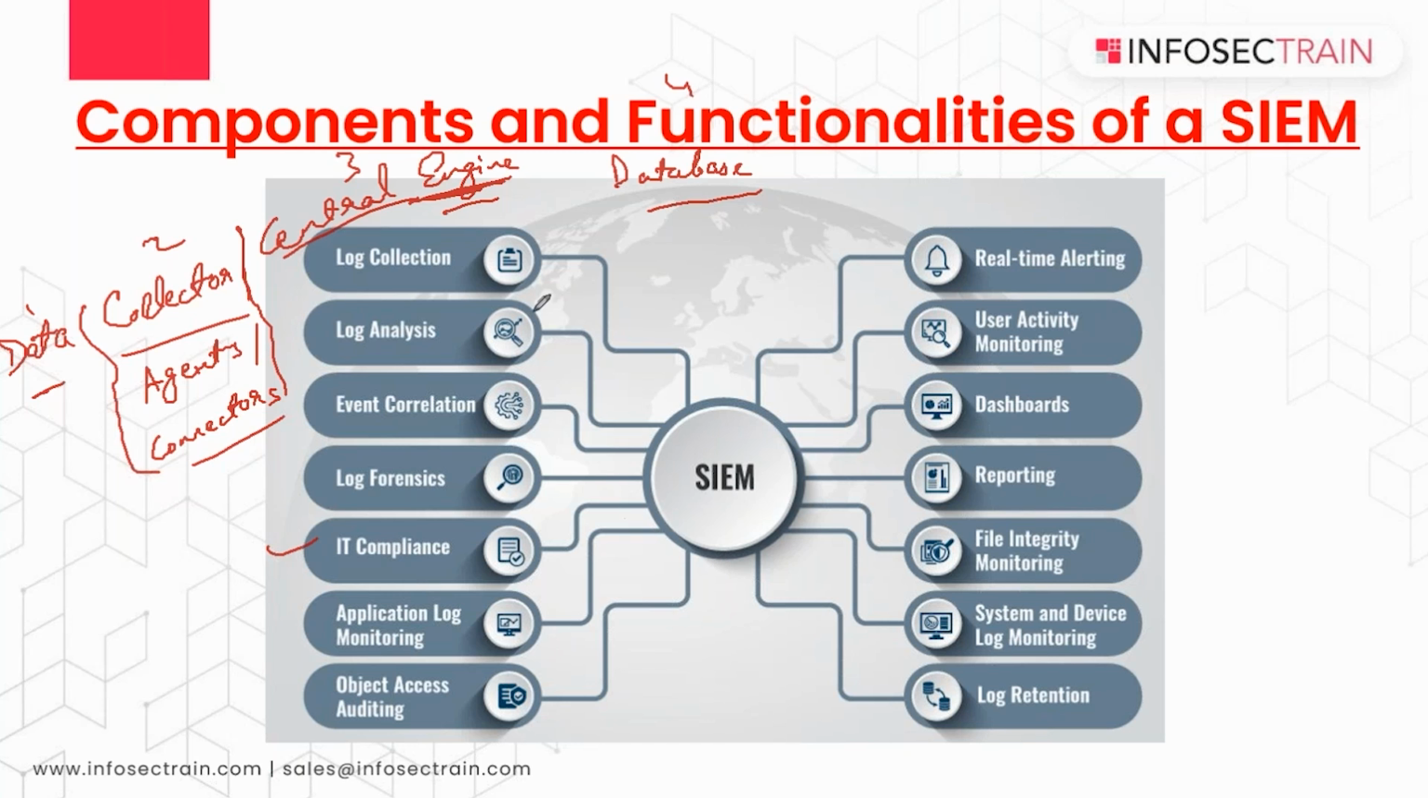We analyze log data as well to identify potential security incidents, anomalies, and their patterns. Event correlation is done as I mentioned, correlating related events from different sources to identify complex and sophisticated attack patterns.